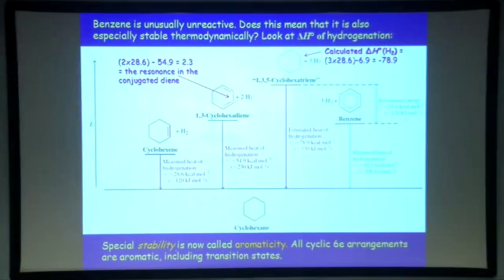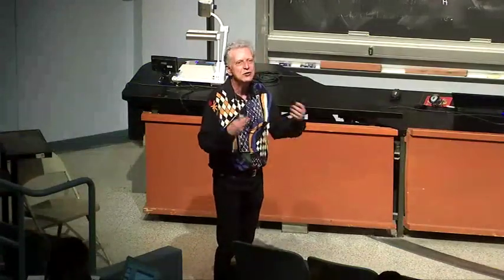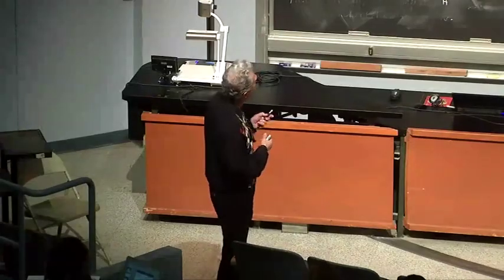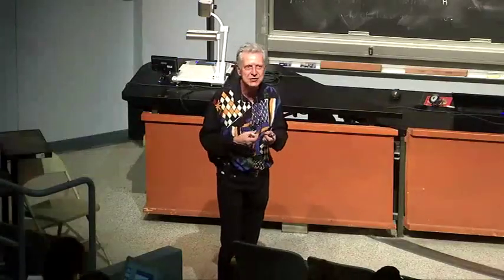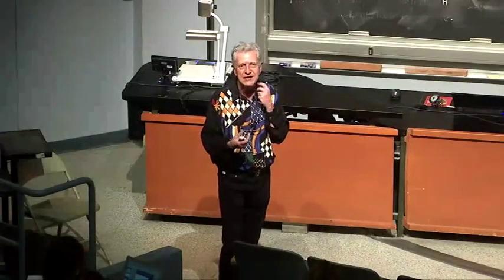Now, this special stability, called aromaticity, we've seen actually before also in transition states, and it applies to transition states that are unusually stabilized. And here they are. We've seen them before. This one and this one actually very recently, right? These are cyclically delocalized 6 electrons that benefit from aromatic stabilization, and this is one of the reasons that the Diels-Alder reaction is even possible.